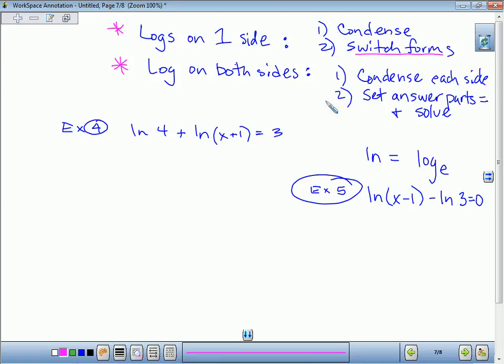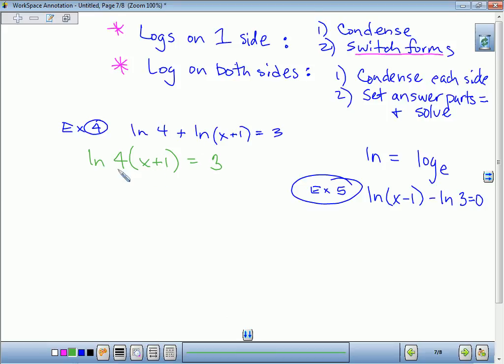So number 4. Do we have logs on one side or logs on both sides? One side. So we condense and switch forms. So when we condense this side, it becomes log of 4 times x plus 1, because addition can be rewritten as multiplication, equals 3. Now we switch forms. Yes, sir. What if there's a negative in the exponent? It's okay to have a negative exponent. It's not okay to have a negative log.